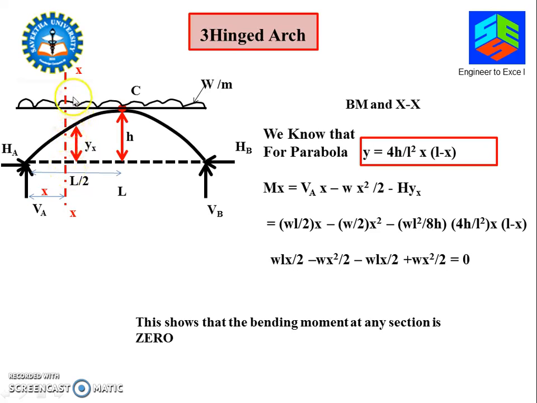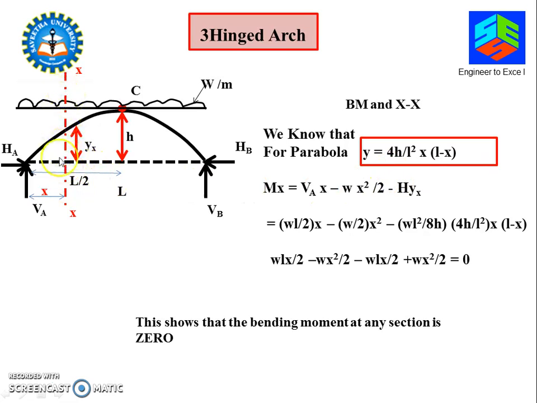For finding out the moment at the point X, that is MXX, let's go back. We know that for a parabola, the rise at any point Y is equal to 4H by L square into X into L minus X. Keep this in mind. You might have seen it in engineering drawing or engineering mechanics. For a parabola, the rise at any point Y is given by this expression.